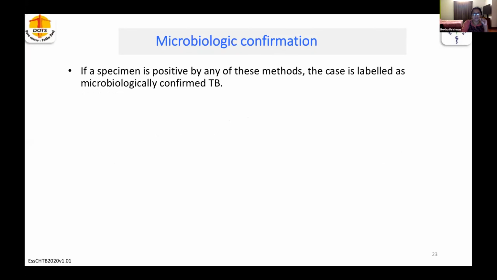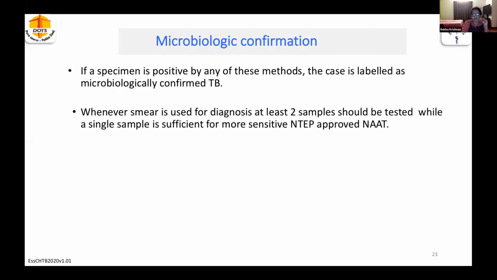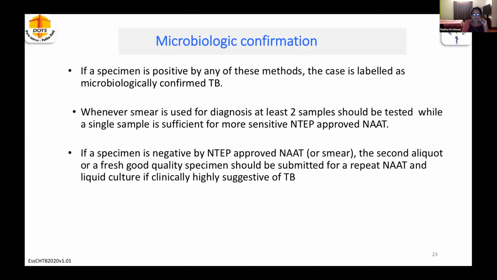So if a specimen is positive by any of these methods, the case is labeled as microbiologically confirmed tuberculosis. And whenever smear is used for diagnosis, at least 2 samples should be tested, while a single sample is sufficient for NTEP approved NAT. And if the specimen is negative by NTEP, this I have already said.